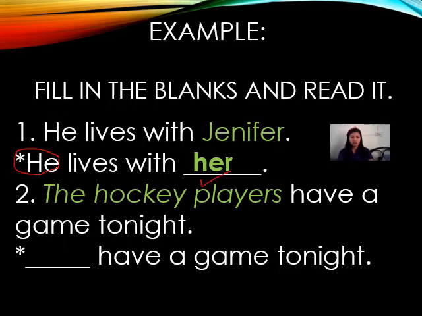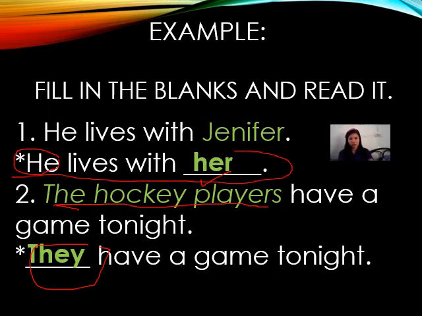Okay, number two. The hockey players have a game tonight. Okay, this one, we're going to change it into a pronoun. Subject or object? Blank have a game tonight. So they are more than one person because players has an S. So we're going to use a subject pronoun. And what is the subject pronoun that is missing here? They. Okay, so finished, right? Finished. Now read it.